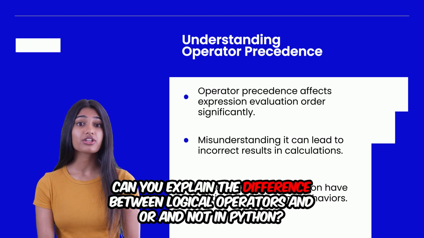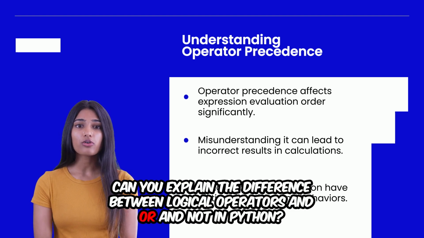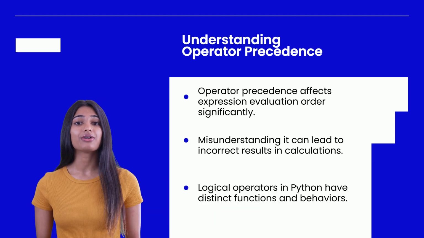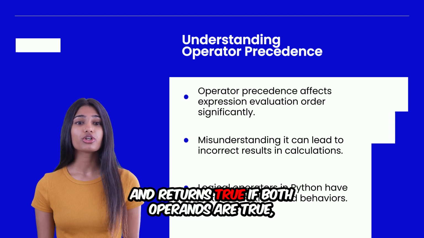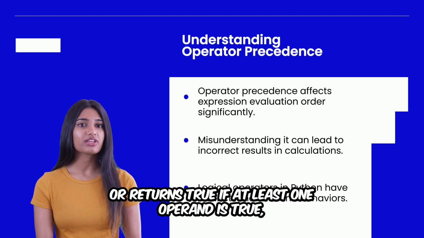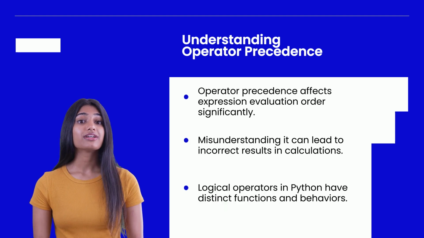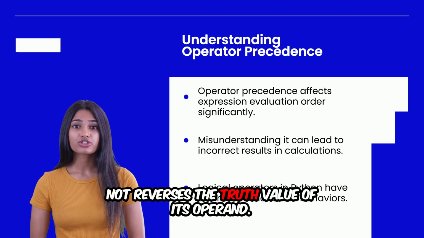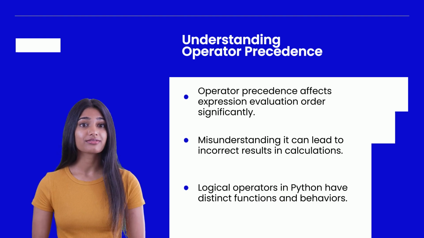Can you explain the difference between logical operators and, or, and not in Python? And returns true if both operands are true. Or returns true if at least one operand is true. Not reverses the truth value of its operand.